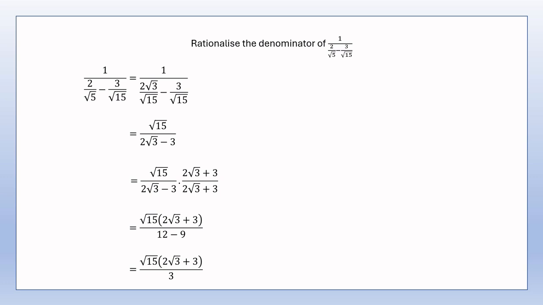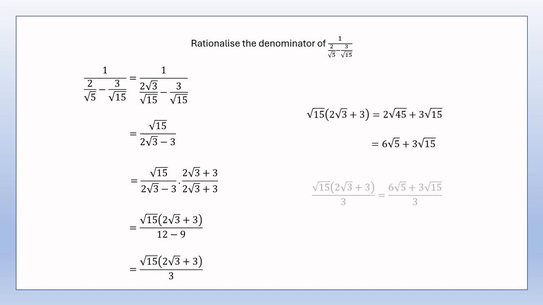But we're not quite done yet because the numerator, when expanded, gives 2 root 45 plus 3 root 15, which after simplifying the surds, and yes, you do need to do this, is equal to 6 root 5 plus 3 root 15. And so square root of 15 times 2 root 3 plus 3 over 3 is equal to 6 root 5 plus 3 root 15 over 3, which in turn is equal to 2 root 5 plus root 15, which is fully simplified.